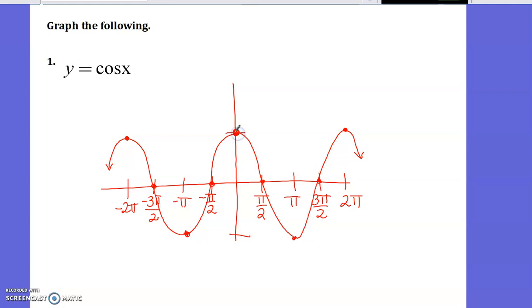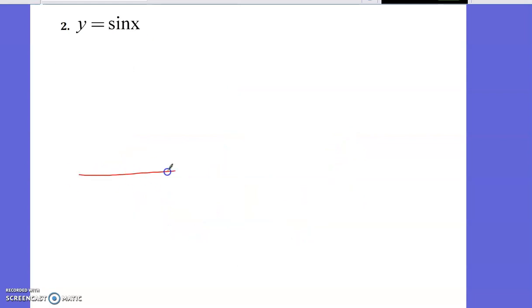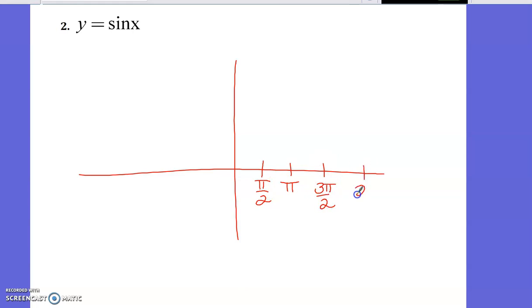Again, remember this starts at the top, and we're labeling our number line like this for the parent function. That x-axis might change if we do transformations to our x. Now let's look at sine. Sine is going to have the same labeling along the x-axis, so let's go ahead and get our x-axis labeled. Cosine started at the top for the parent function. Sine starts in the middle, so here it's going to start at the origin.